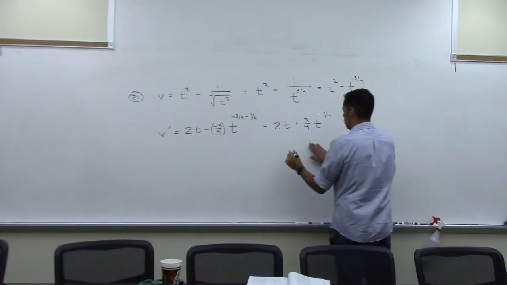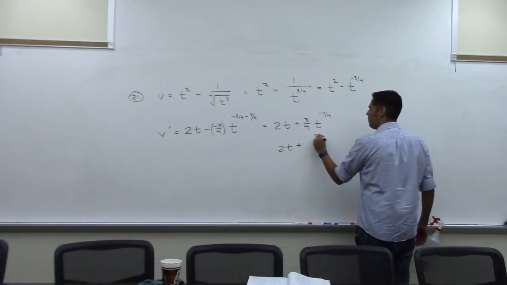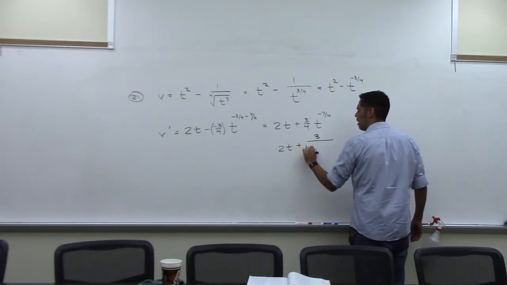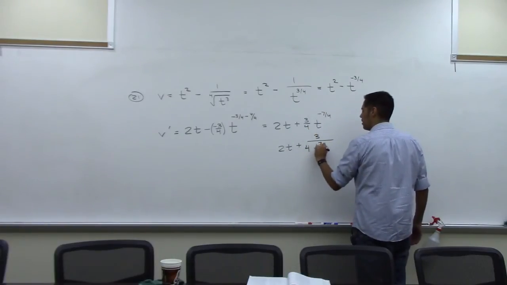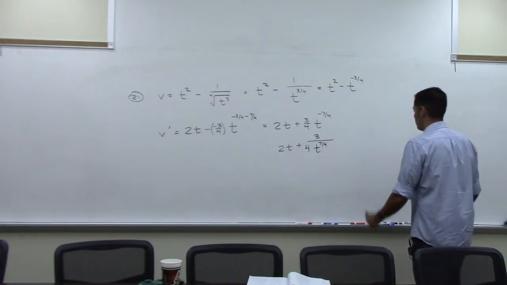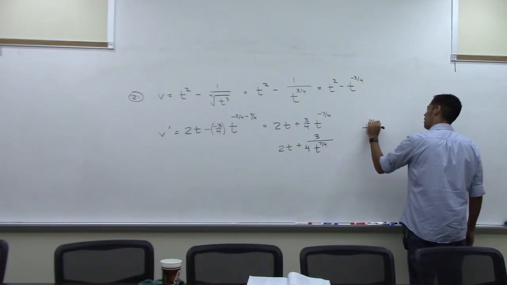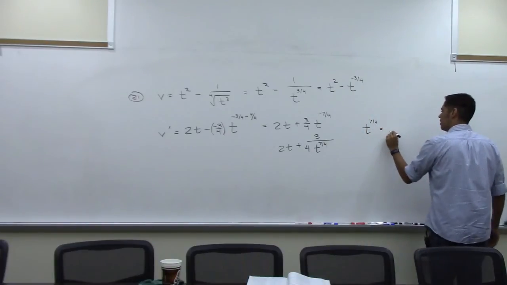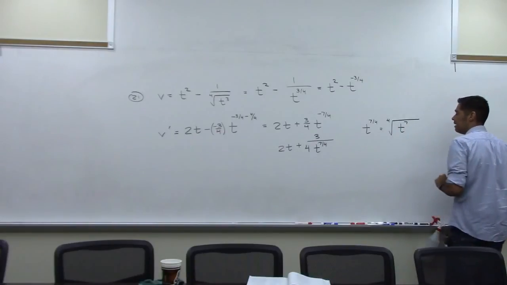And one other way you could write that would be 2t plus, the 3 is on top, there's a 4 on the bottom, and then this drops down and joins the 4, t to the 7/4. And that's fine. Just keep in mind also, when you have t to the 7/4, this is the same as the 4th root of t to the 7th.